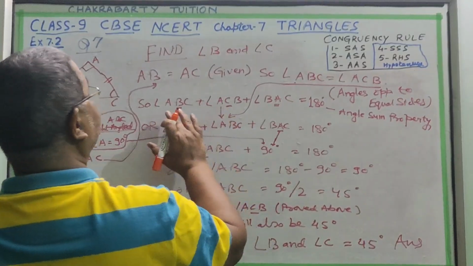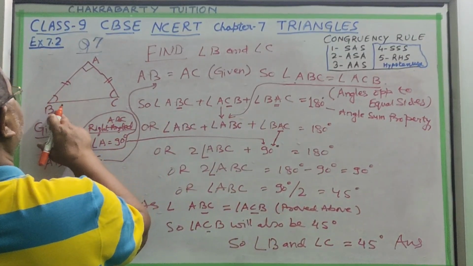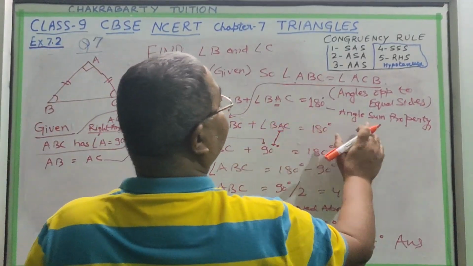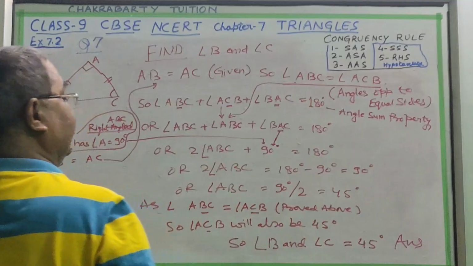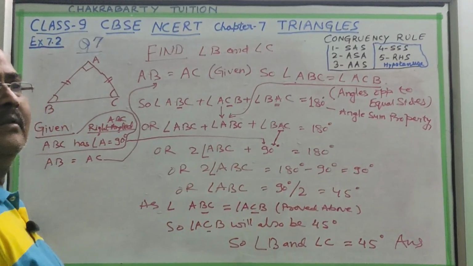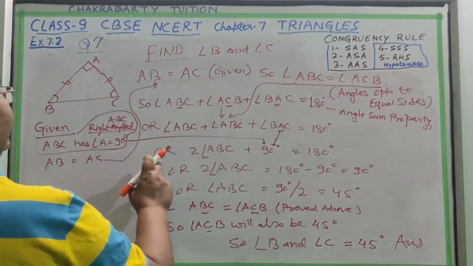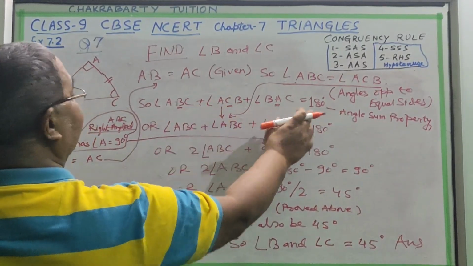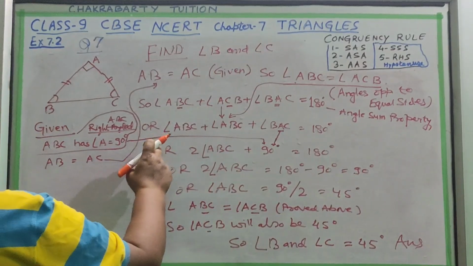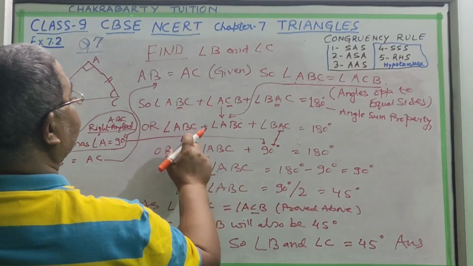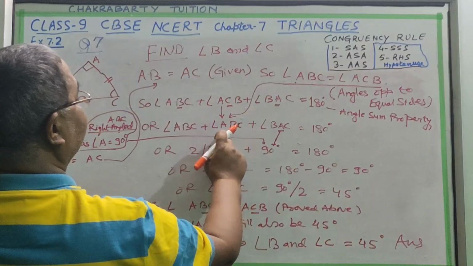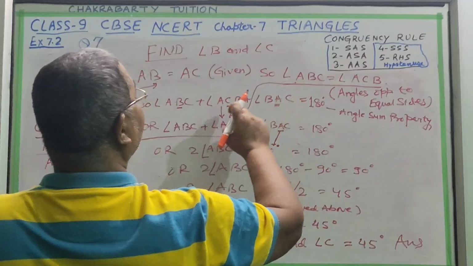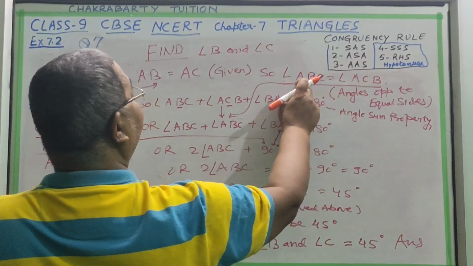Okay. Now the 3 angles we are writing: A, B and C. These will be equal to 180 degrees. The angle sum property is there. So all the 3 angles A, B, C are equal to 180 degrees. Here we have proved angle ABC is equal to angle ACB, so in place of ACB we can write ABC also.